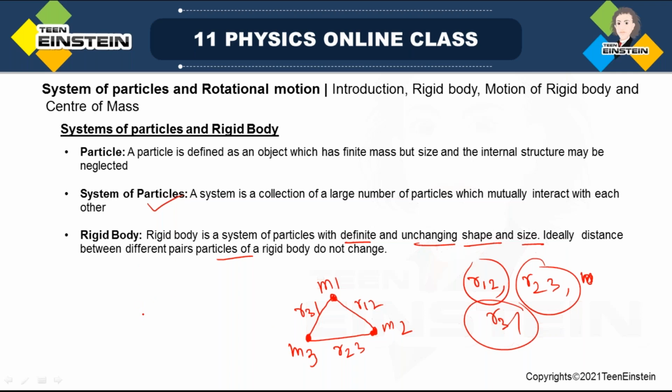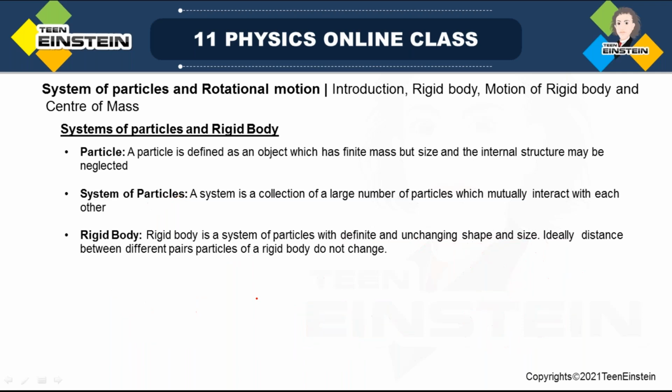Like if you have any shape of object, like a kind of rectangle like this. So there are four particles, and they have this rectangular shape. Suppose the dimensions are 5 centimeter and 2 centimeter, whatever. So the length and breadth will not change. In fact, this distance will not change, even this distance will not change. Then it is called a rigid body.